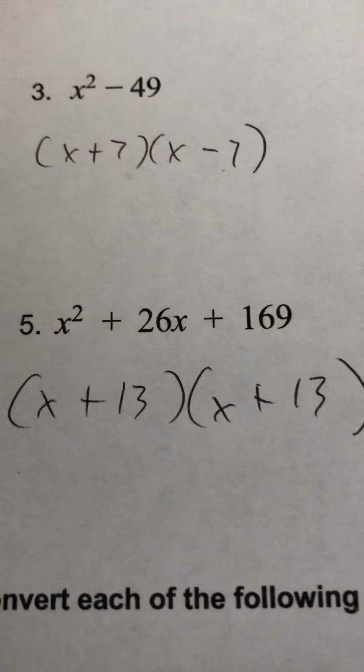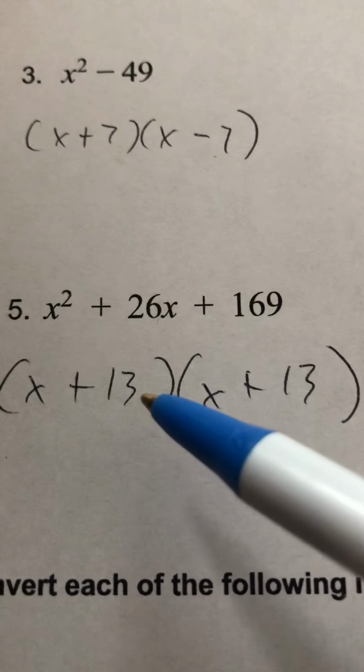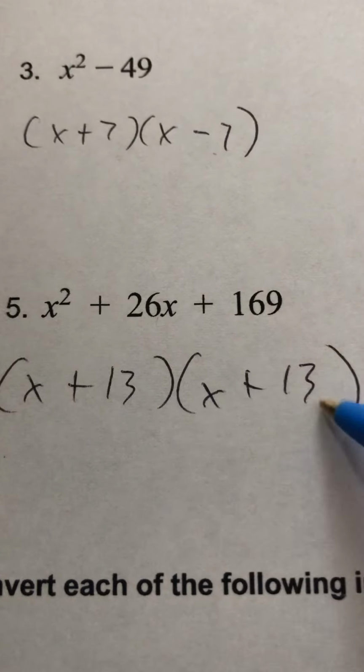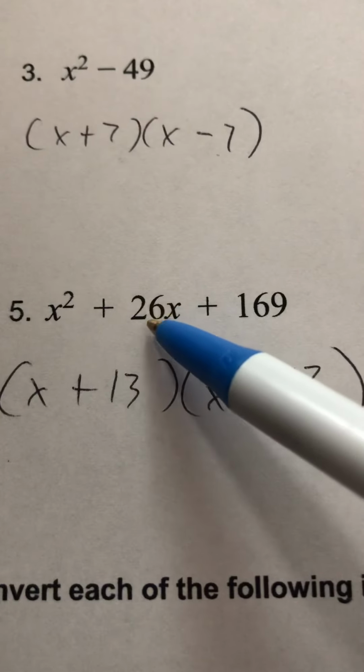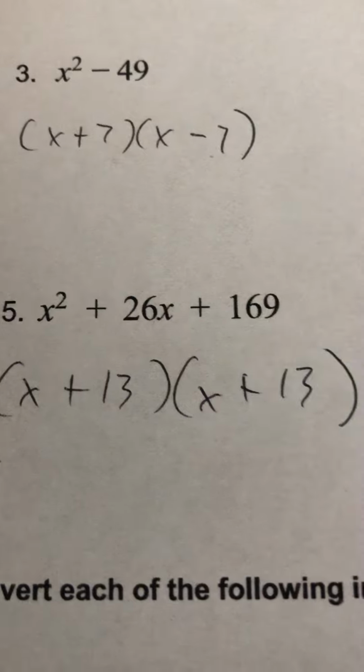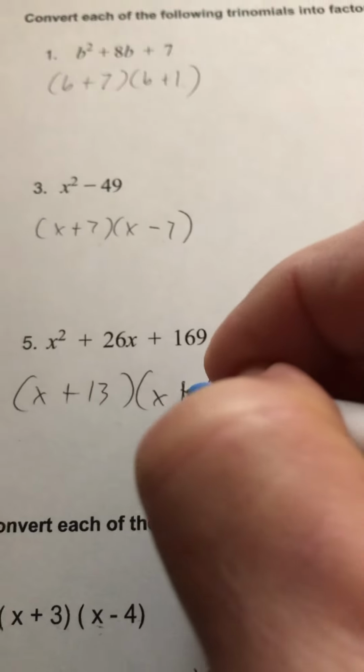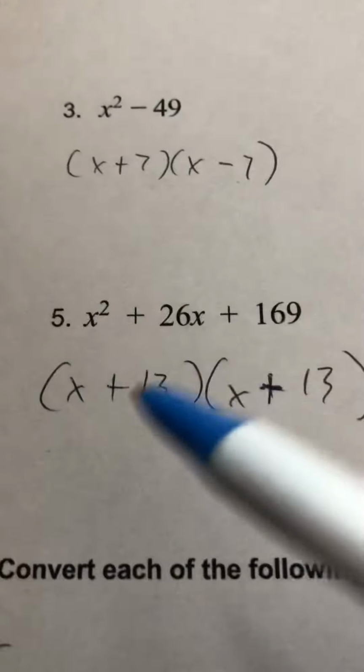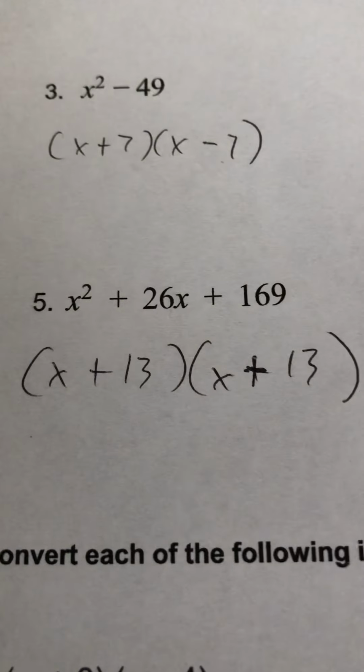And then lastly, what two numbers, when I add them together with their x's, would give me 26x, but when I multiply them together, I get 169? Well, that would be 13. So this becomes (x plus 13)(x plus 13).